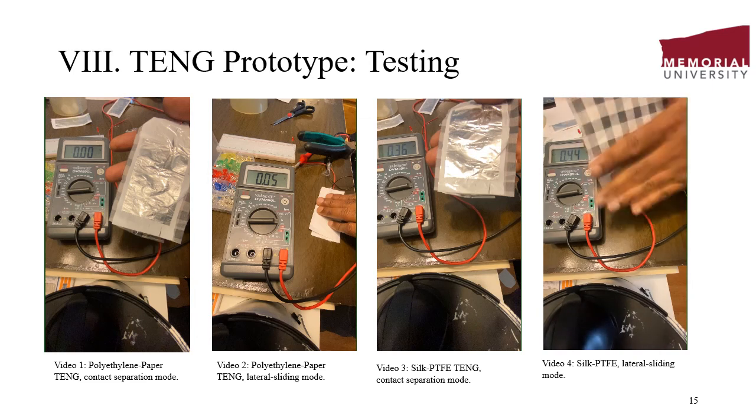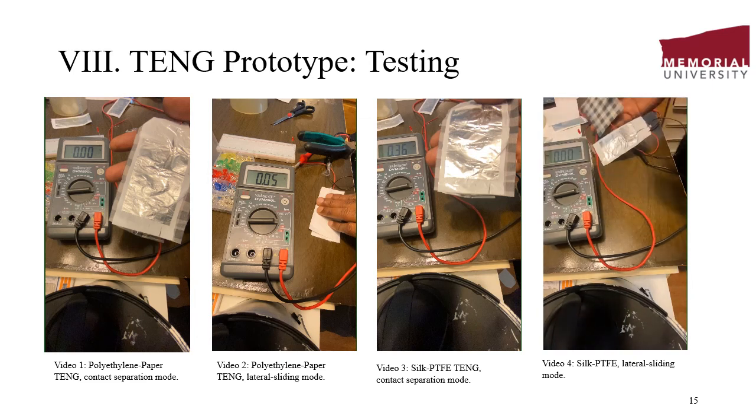The second one is polythene and paper in sliding mode. It gives a better result than the first one. And the third one, we did silk and Teflon in contact separation mode. It delivered a better result than polythene and paper, obviously. And finally, in sliding mode, silk and Teflon gave us a voltage above 500 milliwatt. So those are the videos of the experiments we conducted with our prototypes.